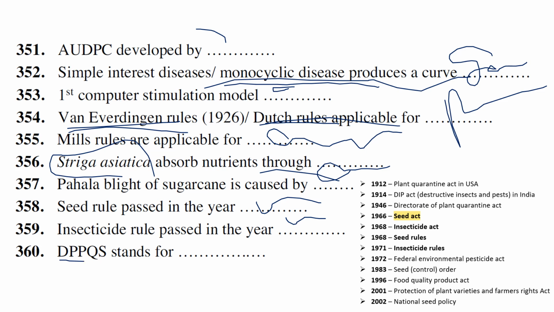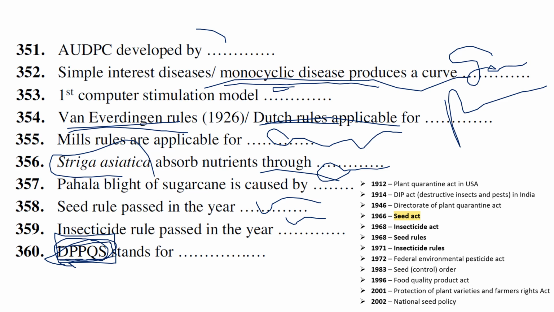What does DPPQS stand for? DPPQS stands for Directorate of Plant Protection, Quarantine and Storage, located at Faridabad. Started in the year 1946, I think. This DPPQS is the chief governing body under which all this quarantine comes. DPPQS, let me repeat once again: Directorate of Plant Protection, Quarantine and Storage, located at Faridabad, Haryana.